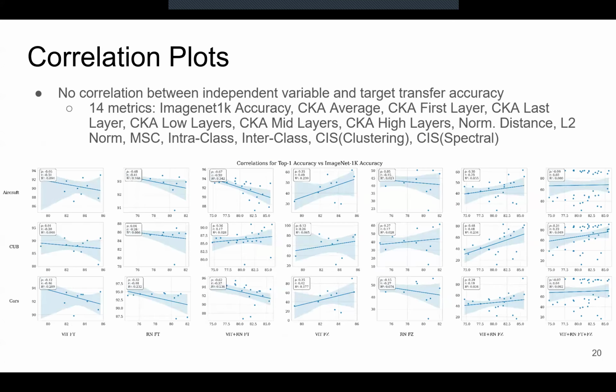We produce extensive results for the metrics and top 1 transfer accuracy. Each of these plots shows the proposed metric for a subset of the models, which are grouped based on the backbone family and its setting, fine-tuned or frozen, against the transfer accuracy for the target dataset, which is Aircraft, CUB, and Cars. In this case, there is little to no correlation between ImageNet accuracy and top 1 accuracy. We also did this for 14 other metrics and found the same conclusion: little to no correlation with top 1 accuracy.